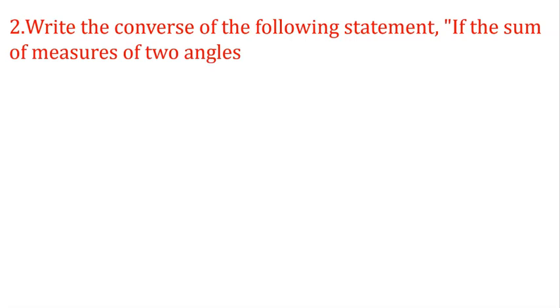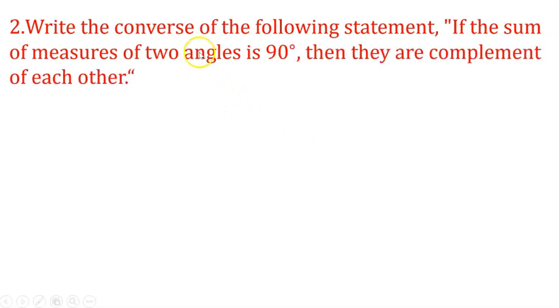Now next question. Write the converse of the following statement. If the sum of measures of two angles is 90 degree, then they are complement of each other. Now we'll write here converse.